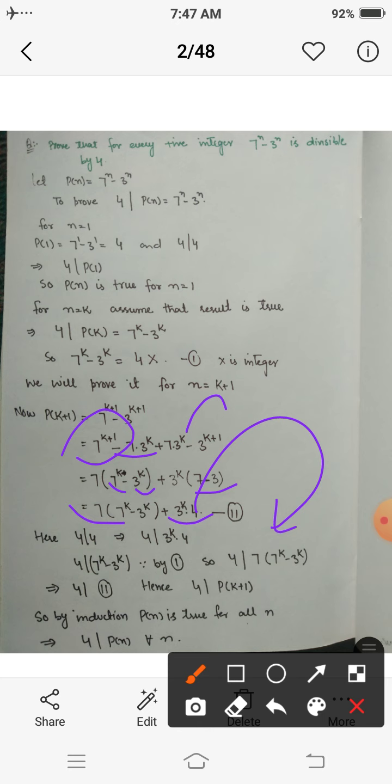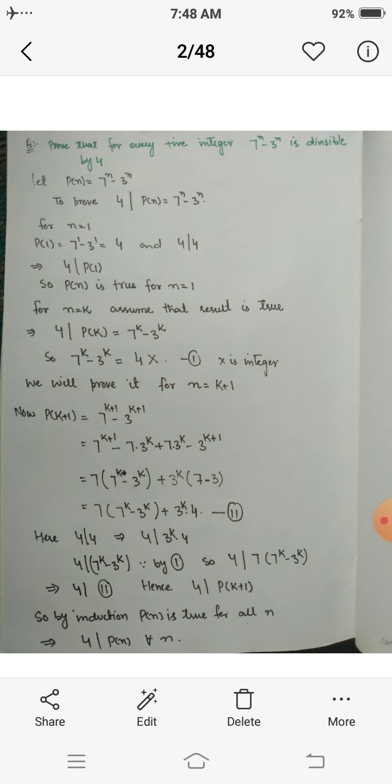So this means that 4 divides the first term, and 4 divides the second term. In a nutshell, we can say that 4 divides this P(k+1). So this means that the given statement is also true for n equals k plus 1. Hence 4 divides P(n) for all n. Hence by induction, the given statement is true. That is, 7^n minus 3^n is divisible by 4.